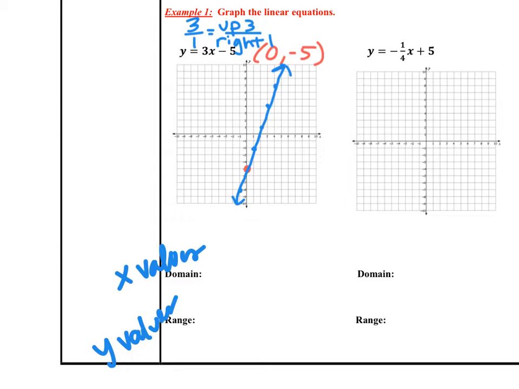So the domain of this graph, the one that we just graphed, the x's, because this is a line, it would keep going and going and going. It would never stop, and it's going to cover every single x in the number line. So what we say is all real numbers. Or you can do that weird R.